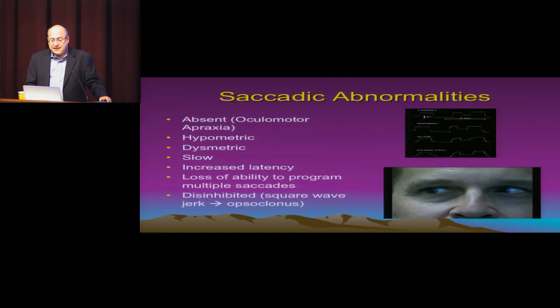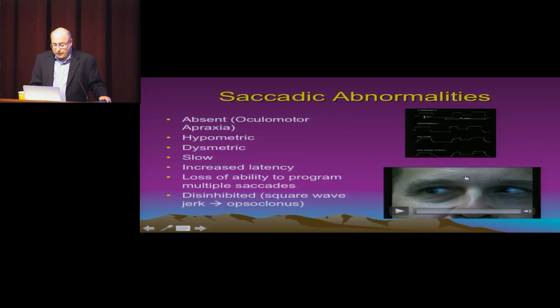We're going to talk briefly about saccadic abnormalities. So they could be absent in oculomotor apraxia. They could be underactive, hypometric, or they could be dysmetric, just like a cerebellar lesion gives you dysmetria of your hand. You could have dysmetria of your saccadic eye movements. It could be slow. It could have an increased latency. It could be an inability to program multiple saccades in a row. Or it could be disinhibited, and you have things like flutter or opsoclonus.